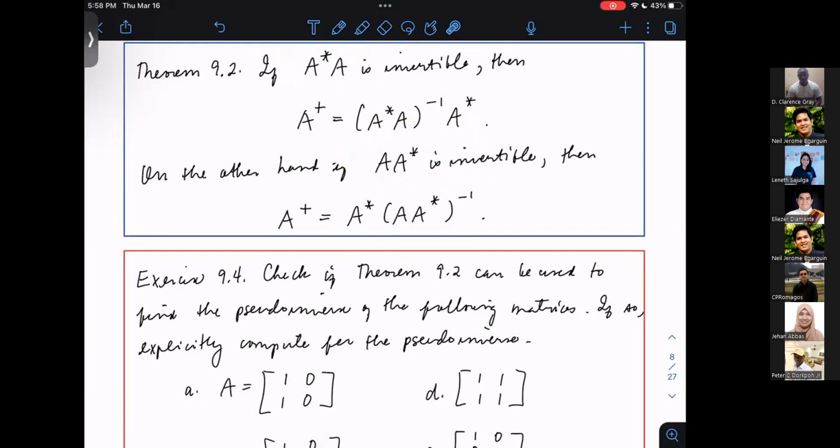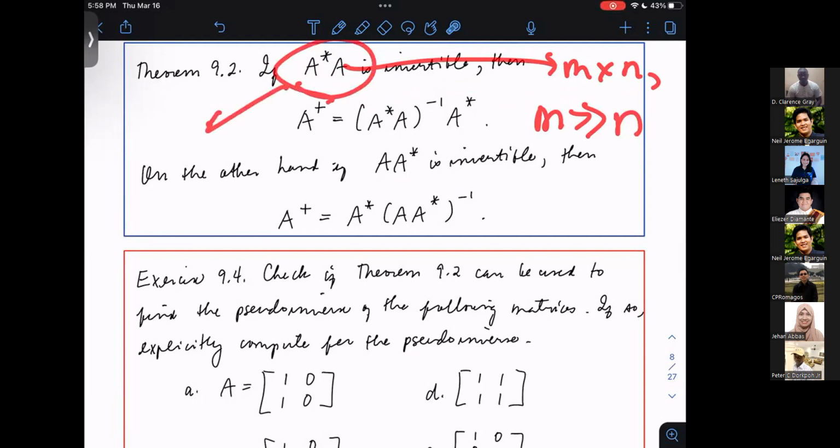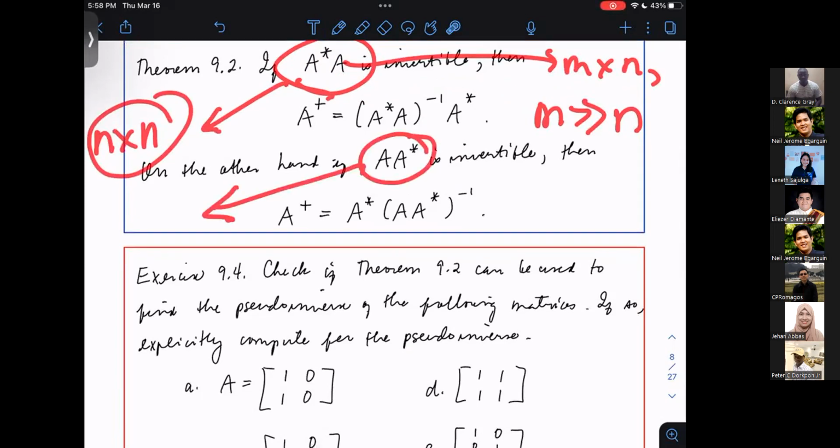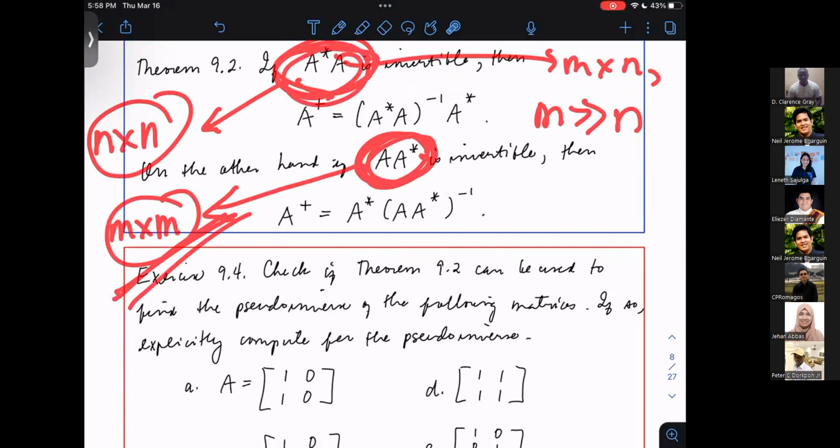All right? Most of the time, this is what we are praying to be invertible, because this will give us a smaller matrix to invert. Because again, in our field, we want M to be much greater than N, right? A is an M by N matrix where M is much greater than N. So A transpose A, or A conjugate transpose A, will be N by N. But if we do it the other way, our square matrix will be M by M. And surely, computing the inverse of A A conjugate transpose is much more expensive than computing the inverse of A transpose A.